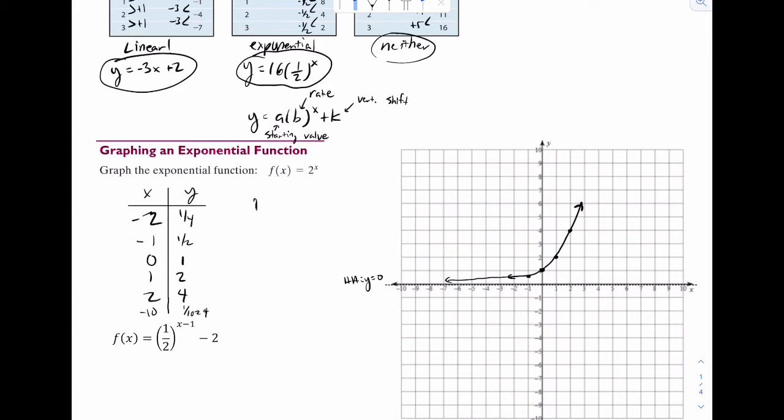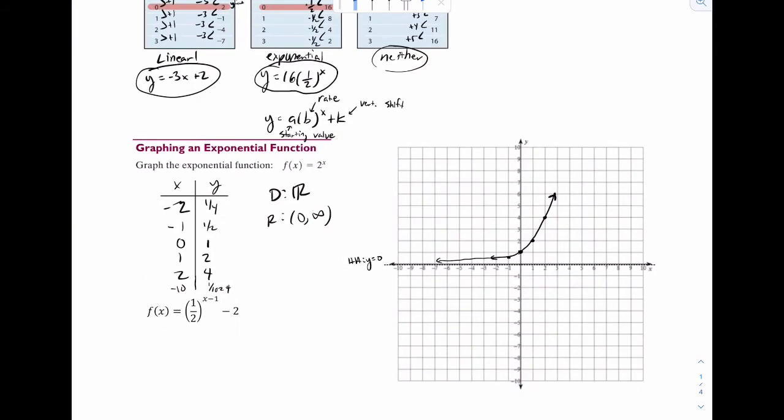And I can see my domain and range. My domain is everything, while the range would be 0 to infinity. And notice how the 0 is non-inclusive. So now let's try a couple of harder graphs here. So think of this thing as like your parent graph. We'll call that letter A.